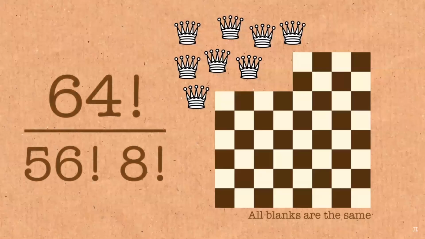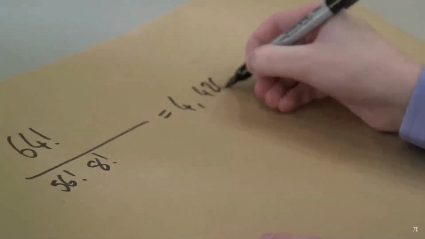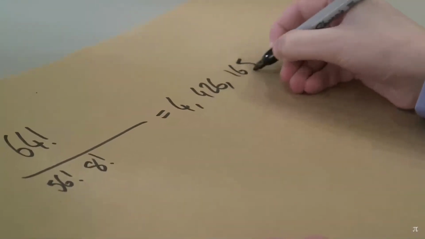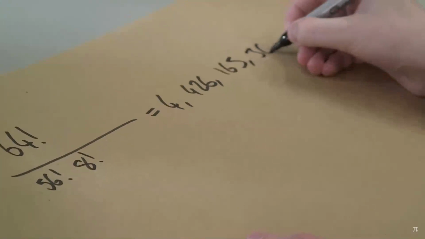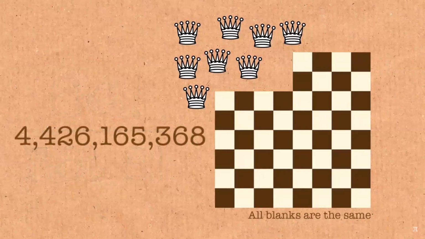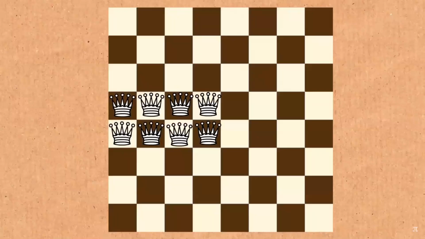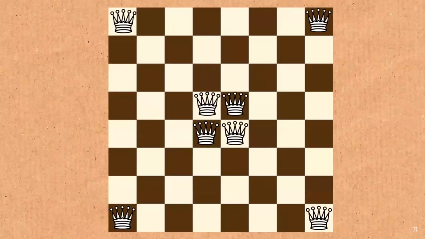So the number of ways you can arrange those 8 queens naively is 4,426,165,368. So there are over 4 billion ways you can place your 8 queens on the board, and that's naively doing it. That's not considering how the queens attack each other. So you're going to get silly solutions like this one, or this, or this. These are no good. These aren't solutions.